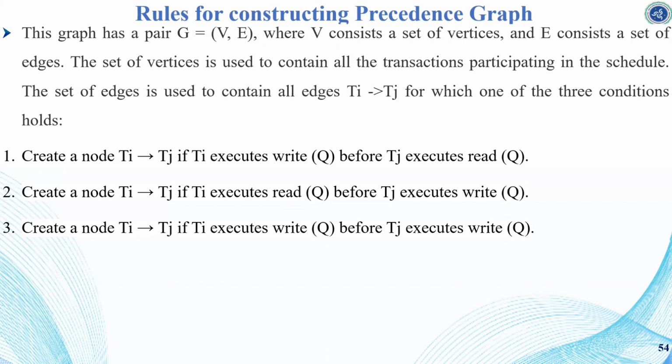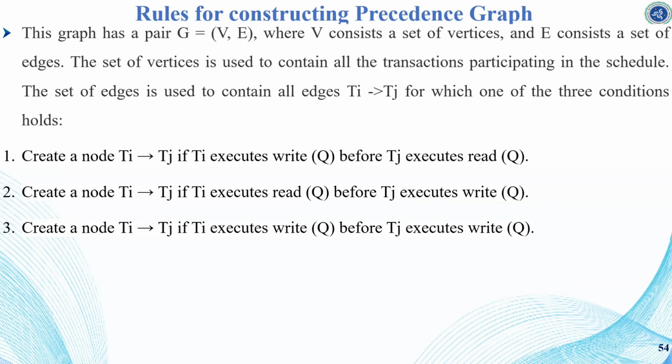We can create an edge from Ti to Tj if Ti executes a write operation before Tj executes a read operation. That is, if there exists a write-read conflict, then an edge from Ti to Tj is possible.